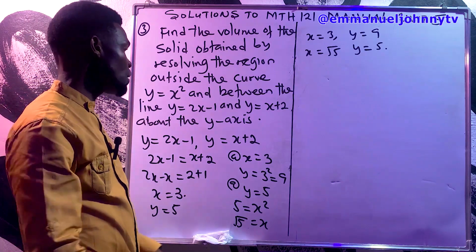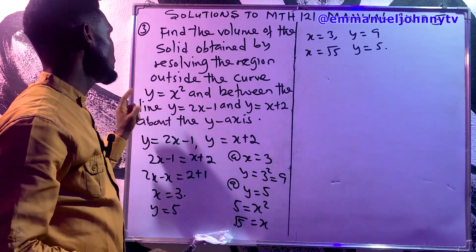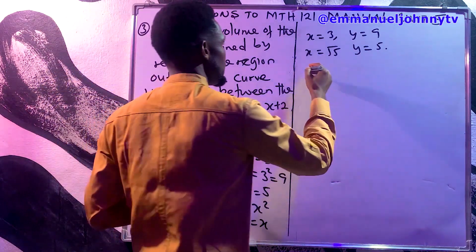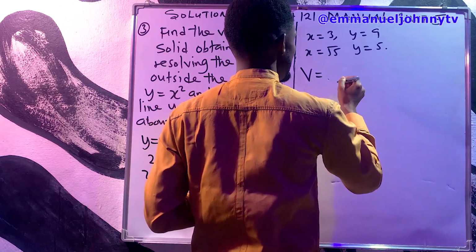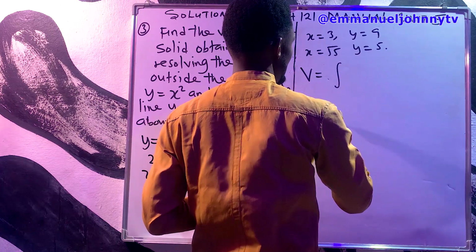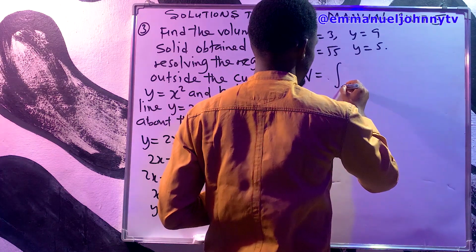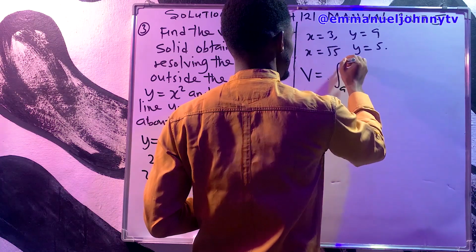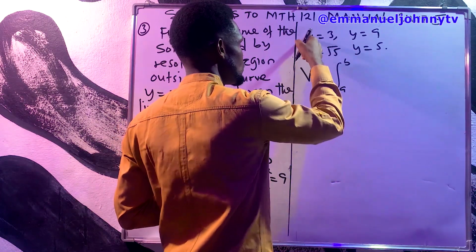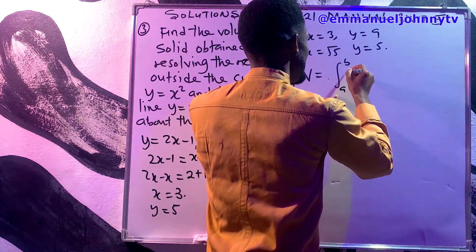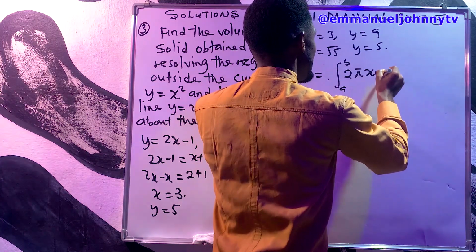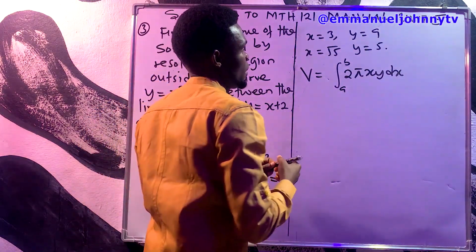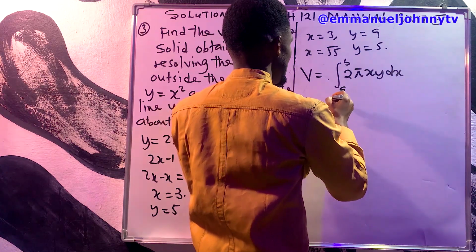So we have gotten the boundaries, but then we need to know that the formula for finding the volume of a solid could be given by V, which is the volume, equals the integral from a to b, where a and b are just the values of x, of 2 pi xy dx.